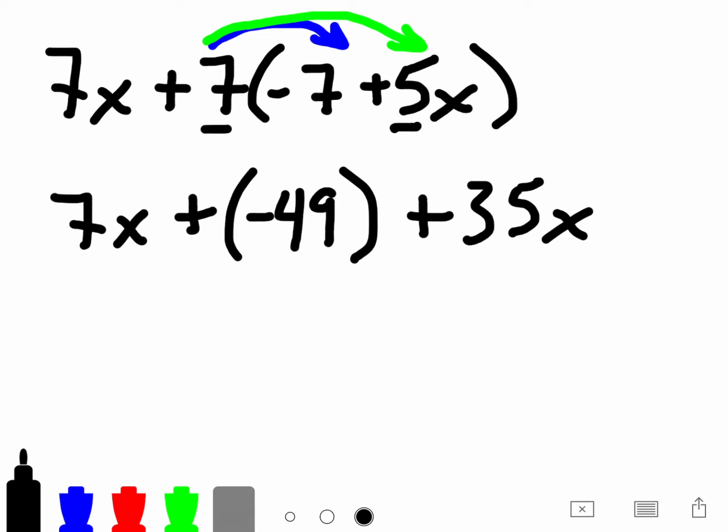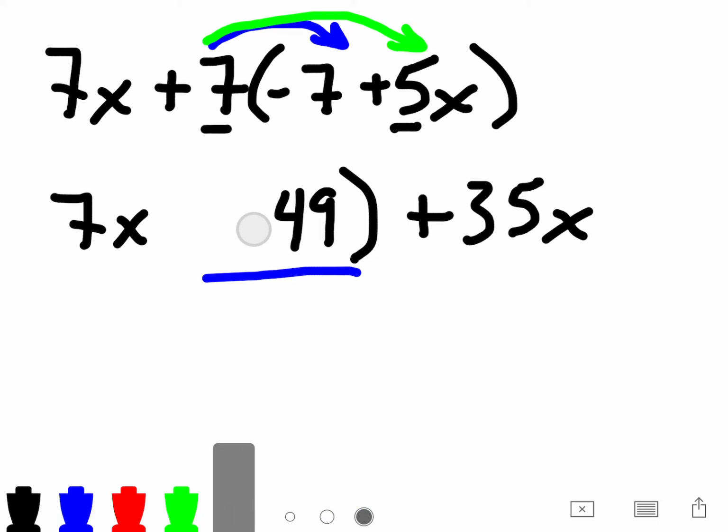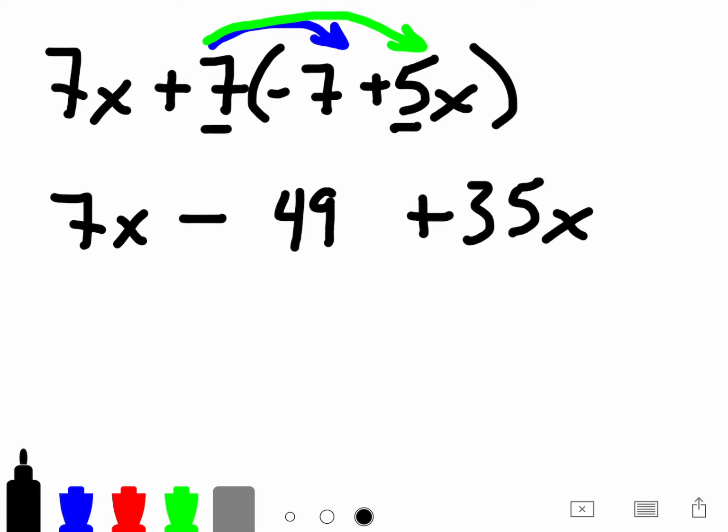Going back to the plus -49 right here, adding a negative is the same as what? Adding a negative is the same as subtracting, right? So 7x minus 49 plus 35x. So there's lots of math rules at play, right? So let's start combining like terms. Can I combine anything with the -49? No, because everything else has an x, right?